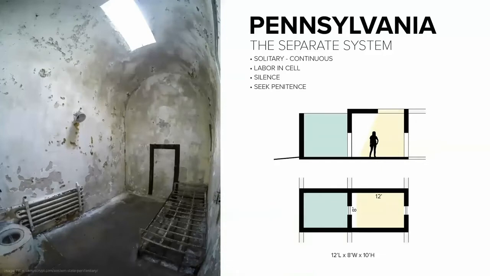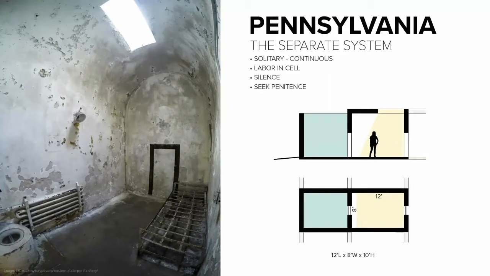First, looking at the Pennsylvania or the separate system. This was based on continuous solitary confinement, labor in the cell, strict silence, and they were to seek penitence from God for their criminal behaviors. The offender would remain in this space for the entirety of their sentence.